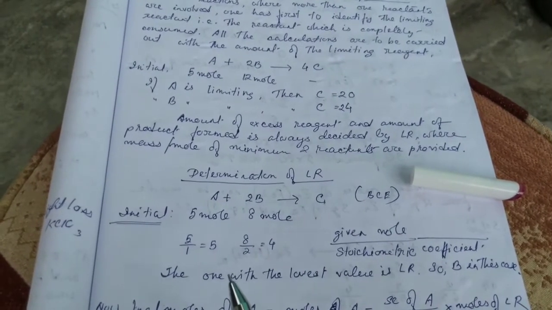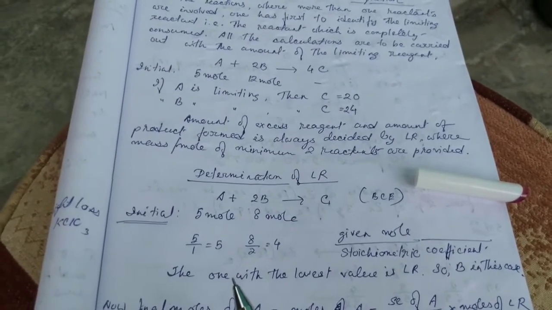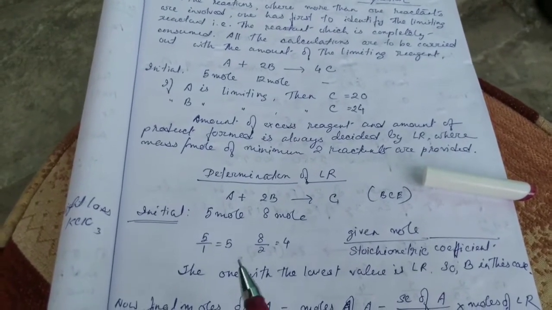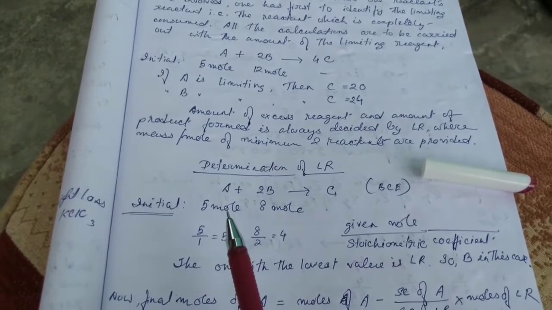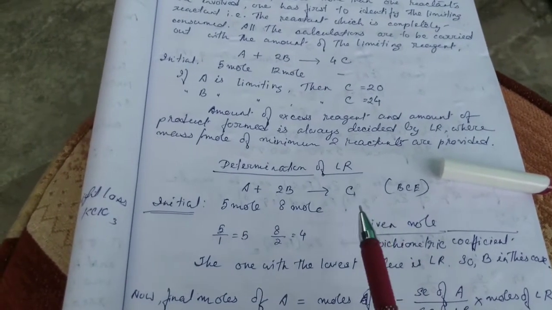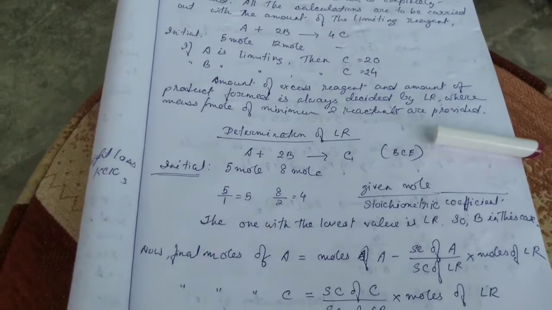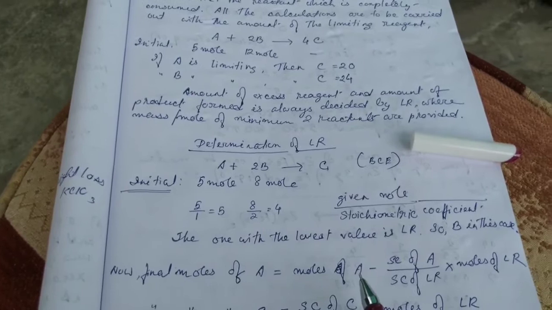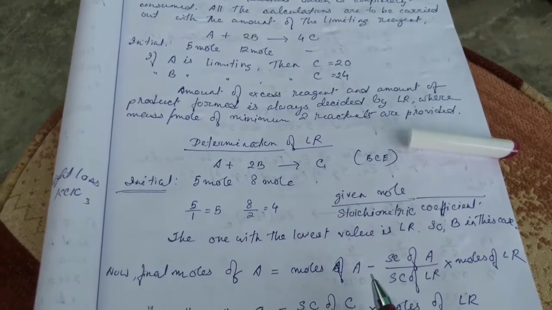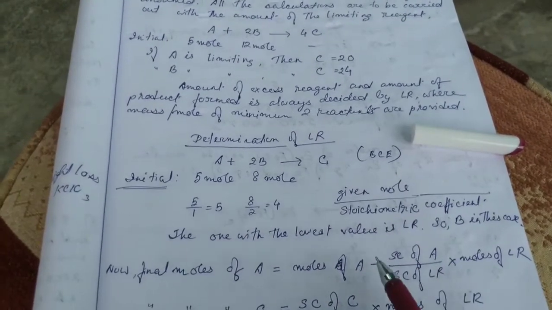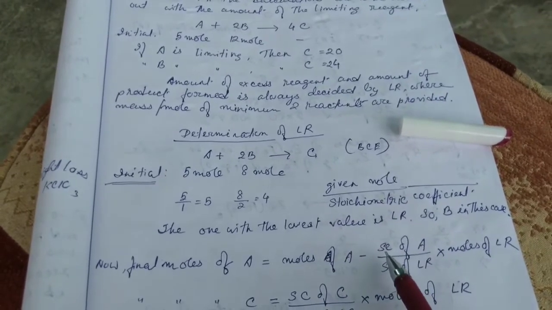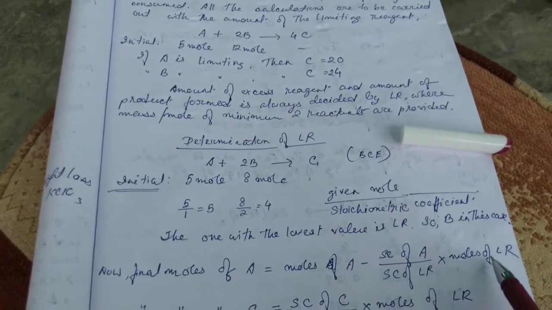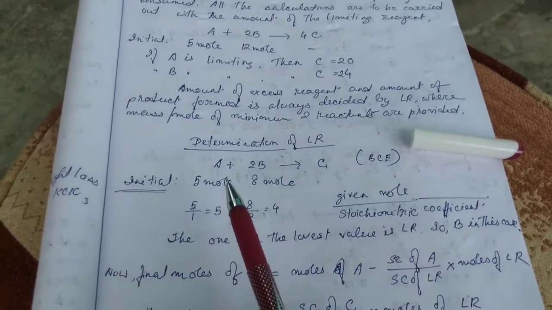Now once you have found out the limiting reagent, then you can find out the moles of A left after the reaction, that will be the excess amount, and the moles of C formed as a result of this reagent. So the final moles of A will be the initial moles of A minus SC of A divided by SC of LR, that is stoichiometric coefficient of A divided by stoichiometric coefficient of LR, into moles of LR. That is understandable from here also.